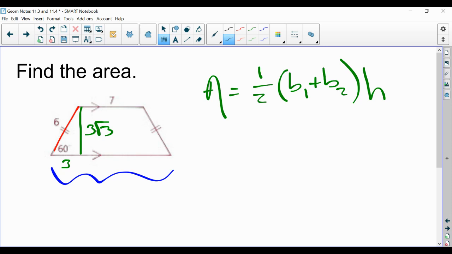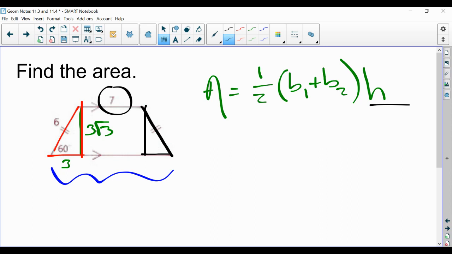Okay, anyway, we have one of the bases. It's 7. Now we have the height is 3 radical 3. We just need the other base. Now, if I draw in the other height, we know, yes, that's still 3 radical 3. In fact, this black triangle is going to be congruent to this red triangle, and that's pretty easy to understand why. They're both going to have 60 degrees and right angles, and the hypotenuse is 6.